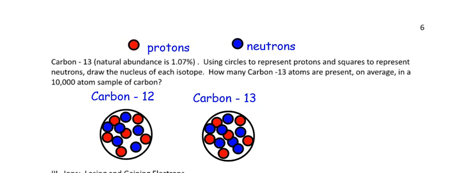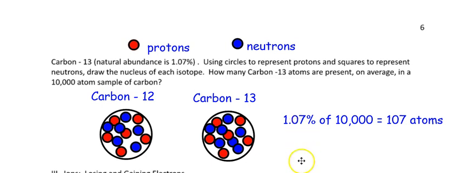What about the second part of the question? How many carbon-13 atoms are present? Well, when you see percent, usually it's percent of. In math class, if you ever see the word of, you're multiplying. So what is 1.07% of 10,000? I don't know if you needed a calculator or not, but I got 107 atoms. So out of a 10,000 sample, you only have 107 carbon-13. It's stable, it exists, but you have a whole lot more carbon-12.